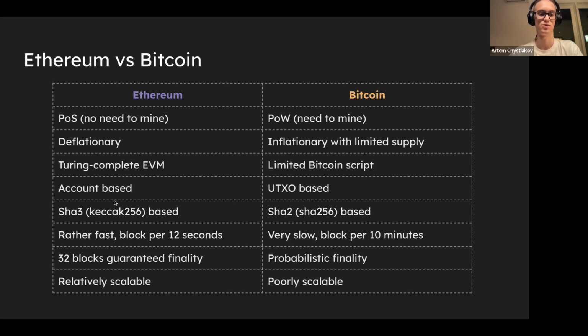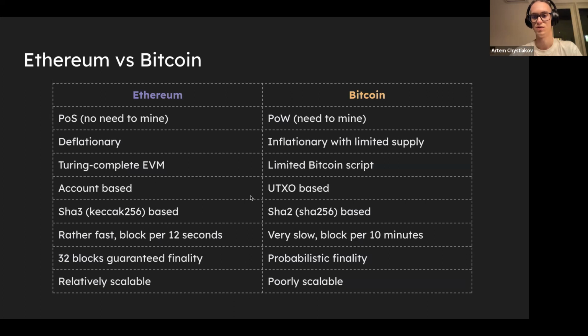Ethereum is an account-based system because of the virtual machine complexity. It is quite hard to do different accounting stuff and be Turing complete at the same time. And Bitcoin is the UTXO based blockchain. UTXO is the unspent transaction output abbreviation.